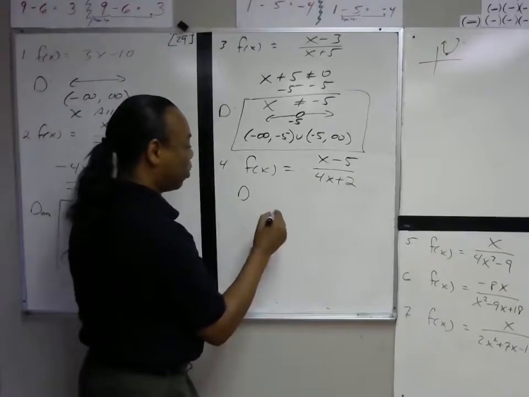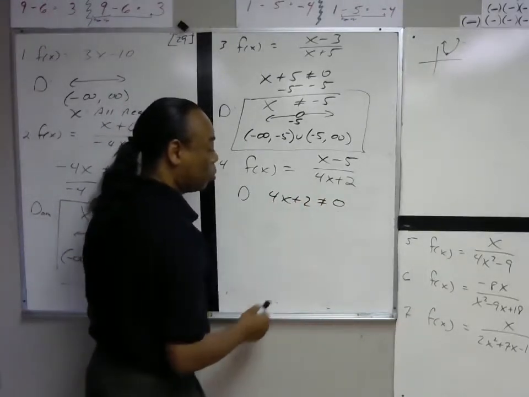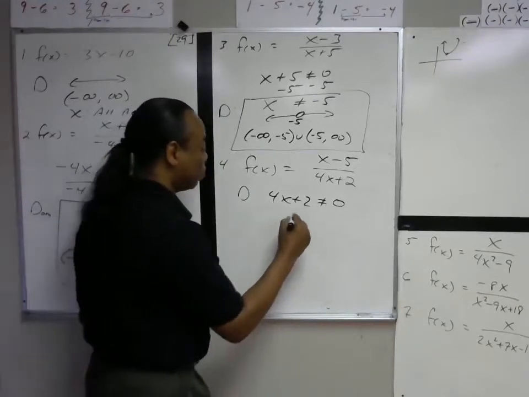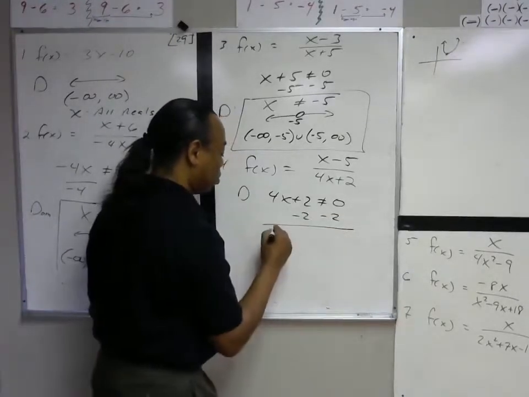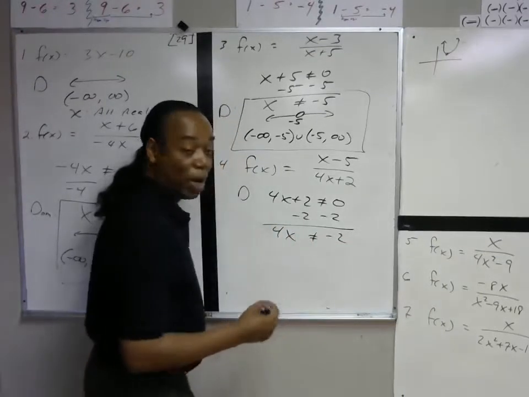To find the domain, we take the 4x plus 2, set that not equal to 0, and solve for x. So we'll subtract 2 from both sides. I'll get 4x is not equal to negative 2. Then we'll divide both sides by 4.